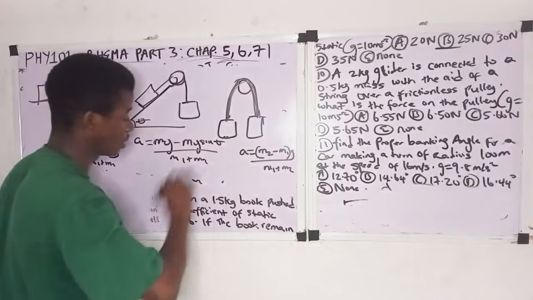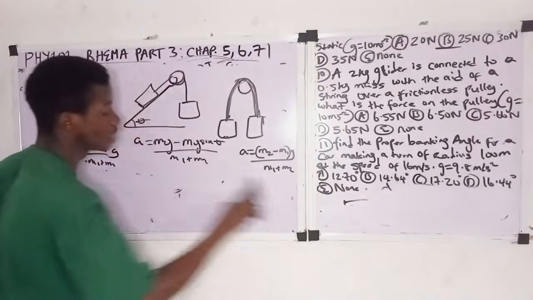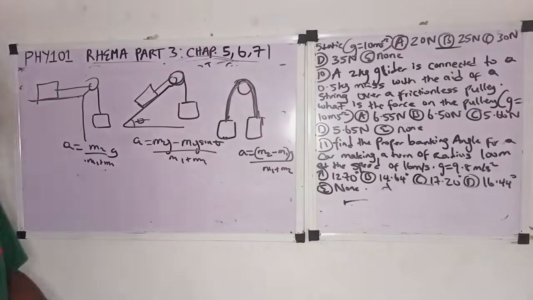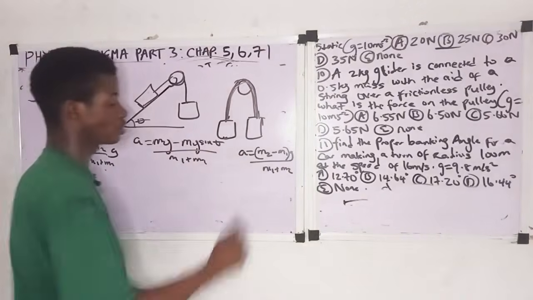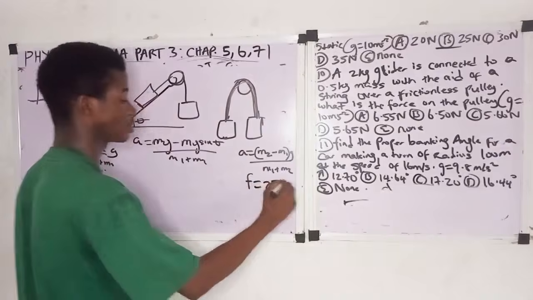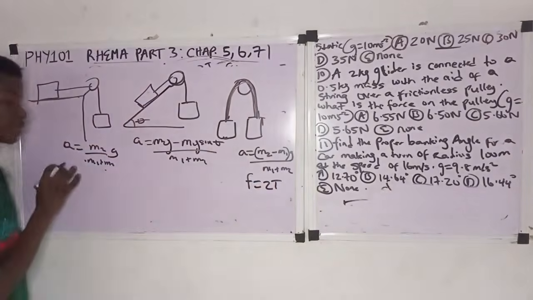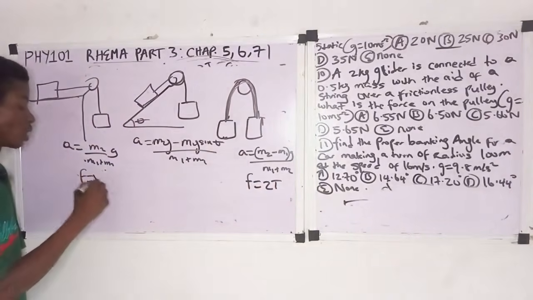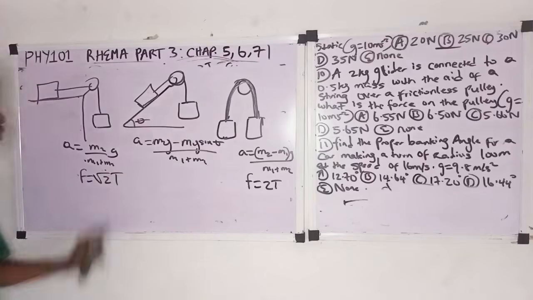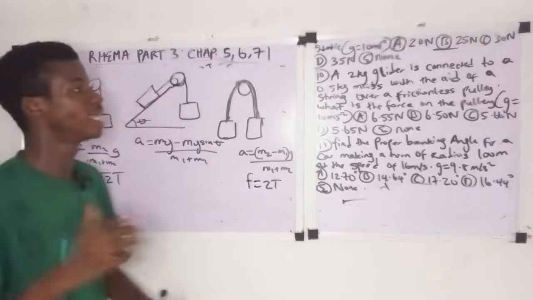I want to tell you guys something. I also told you that to calculate the force acting on this system, the force is usually equal to 2 times the tension. Then for the other system, the force is usually equal to root 2 times the tension. Okay, do root 2 then times the tension, right? Yes. Now look at this question.